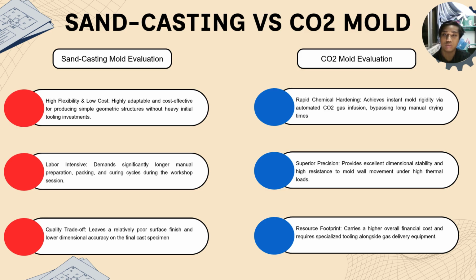It also offers superior precision because the mold holds its shape perfectly, even under high heat. The main catch is that it carries a higher cost and requires specialized tools and gas equipment. So, in short, choose sand casting if you want a budget-friendly option, but if you need a fast result and high precision, choose CO2 molding because it is definitely worth the extra cost.